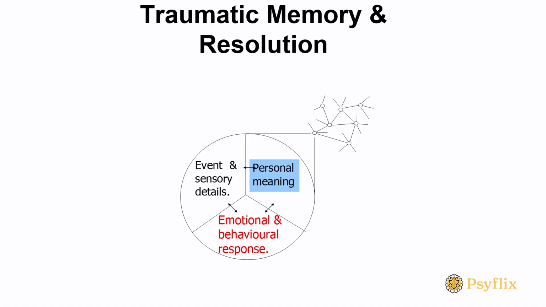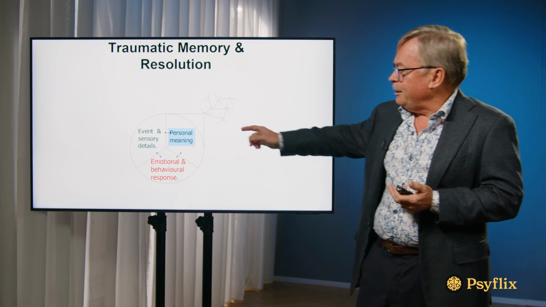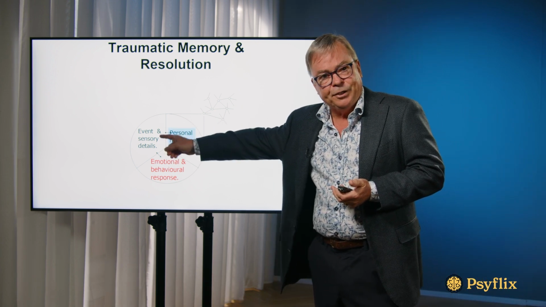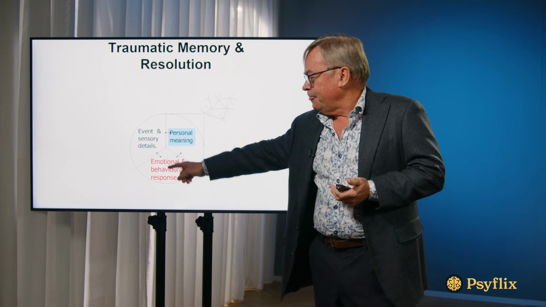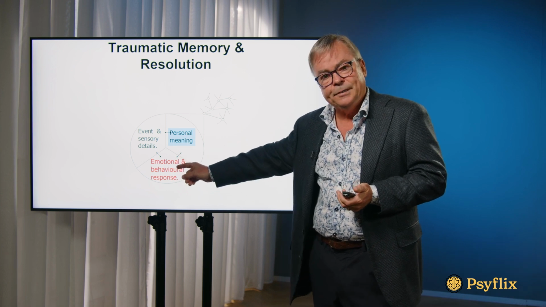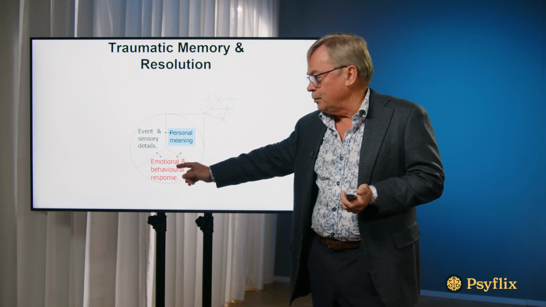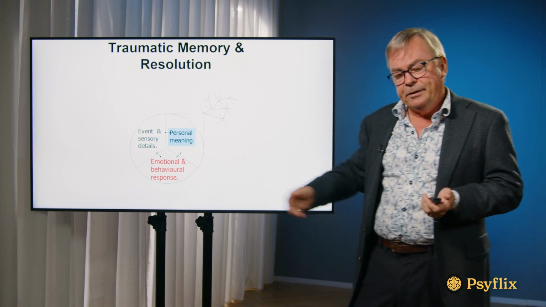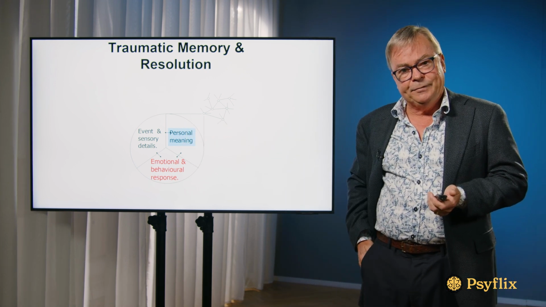The essence of it is this: trauma memories are stored differently in the brain. Trauma memories have three crucial elements. These elements are information about the event, which is rich in sensory detail, information about the emotions or a behavioral response that a person has, and interconnected closely with that is the meaning that someone gives to the event.